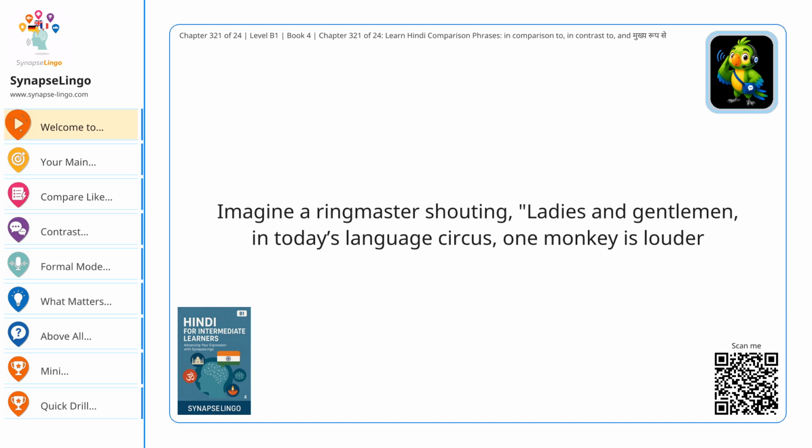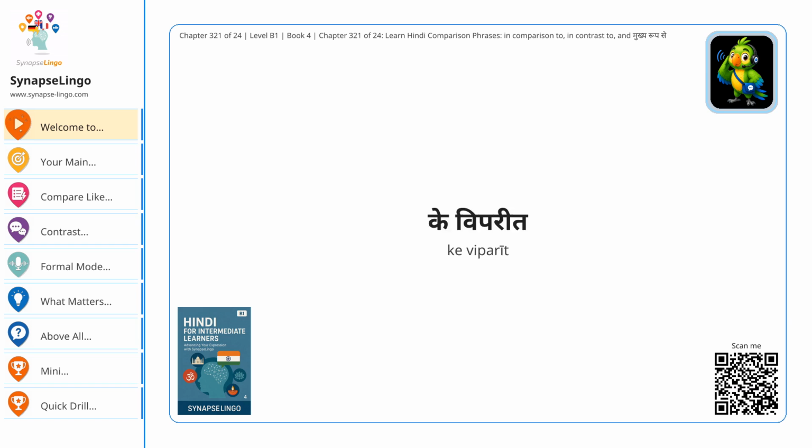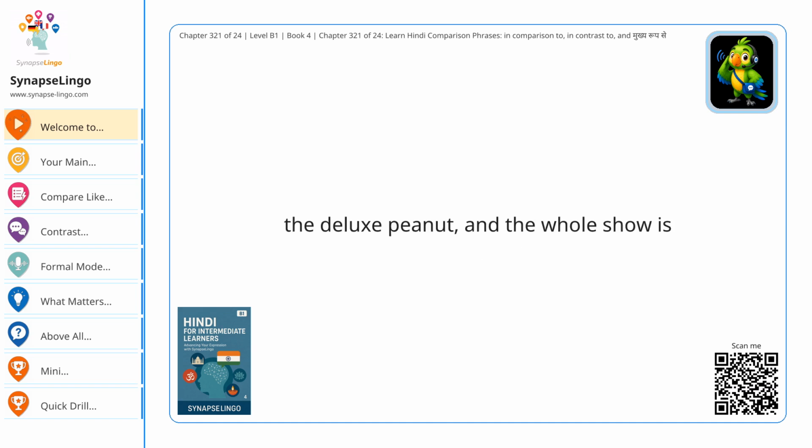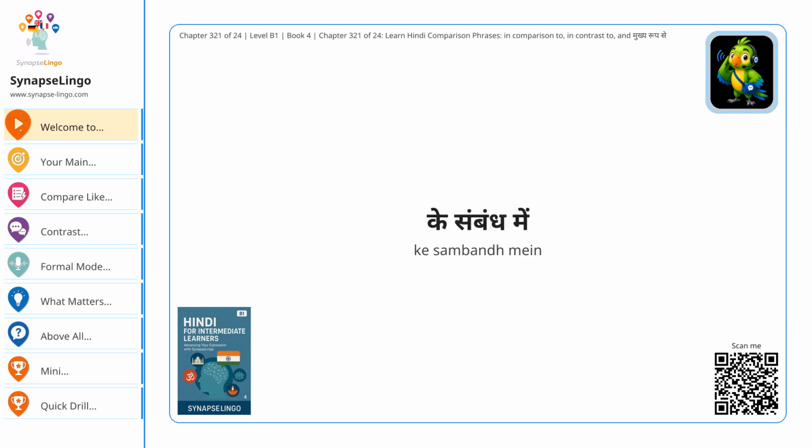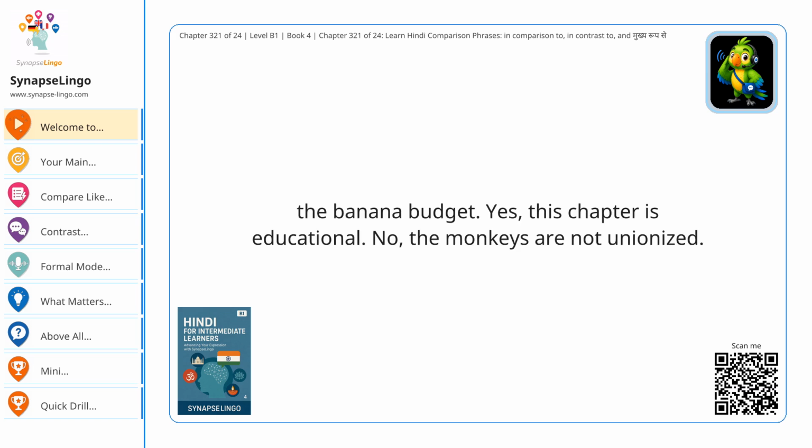Imagine a ringmaster shouting, "Ladies and gentlemen, in today's language circus, one monkey is louder, के विपरीत. The other, one peanut is cheaper, की तुलना में. The deluxe peanut and the whole show is, मुख्य रूप से, about learning." You'll also hear a formal office monkey discussing reports, के संबंध में, the banana budget. Yes, this chapter is educational. No, the monkeys are not unionized.